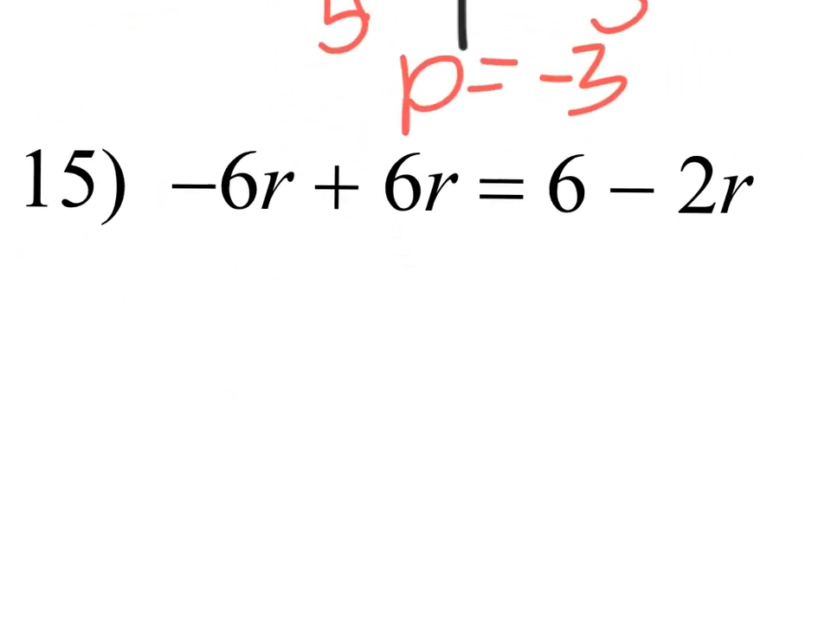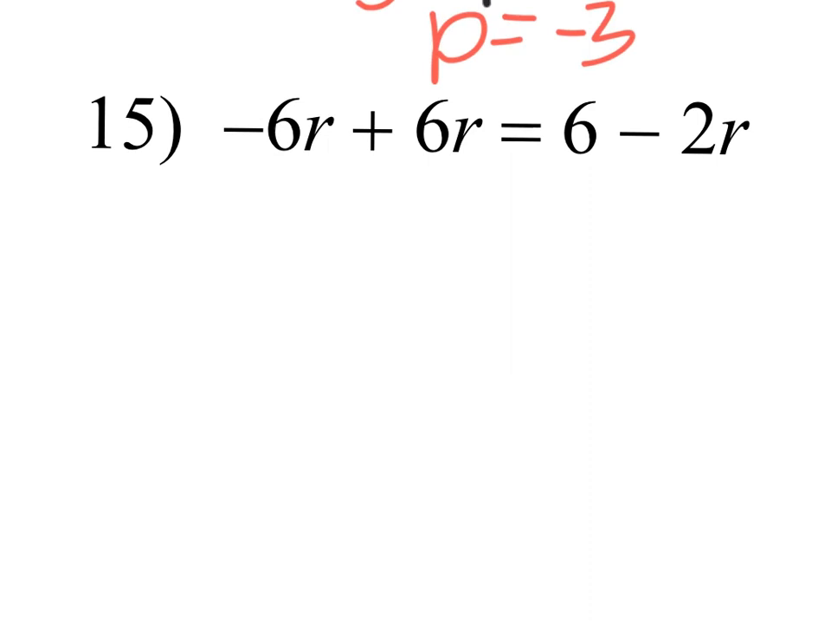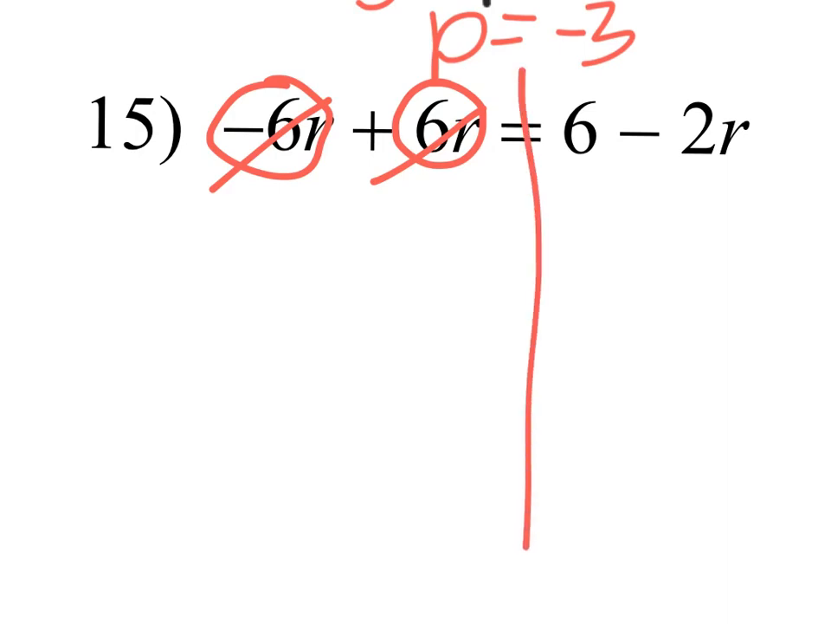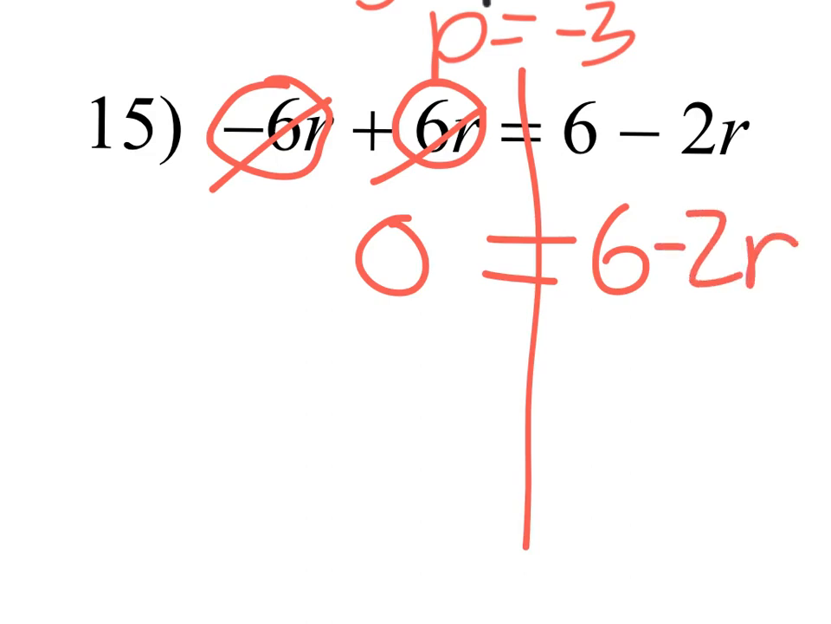Moving on to the next one. I know we talked about this one some in class. When we've got that and that, the negative 6r and the positive 6r, these two are automatically canceling each other out. Those are already gone. And having nothing over there is the same thing as having 0. So I've got my equal sign over here, and then I've got my 6 minus 2r. A bunch of different ways to do this, but how I'm going to keep going on this one is I'm going to subtract 6 because I want it away from the variable.